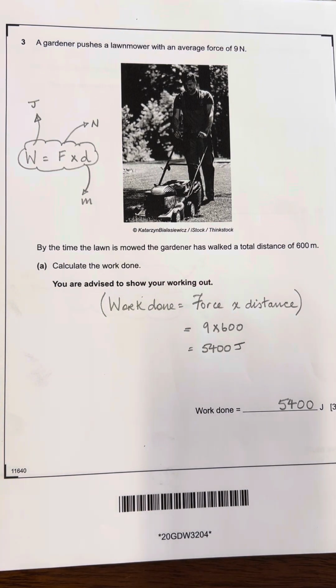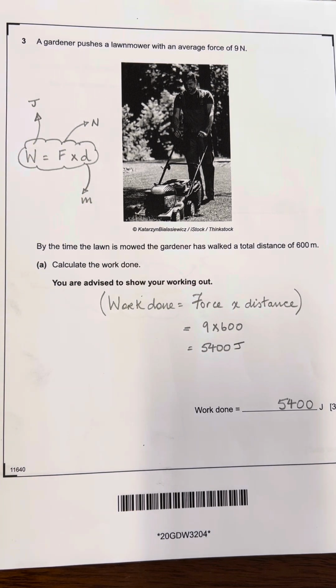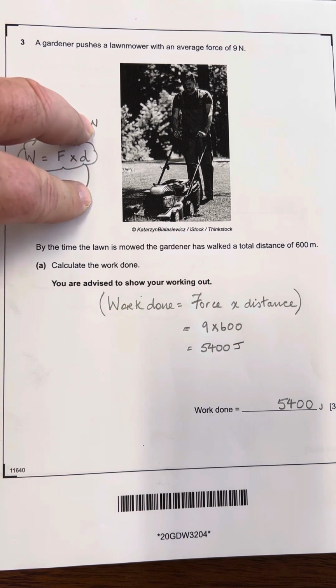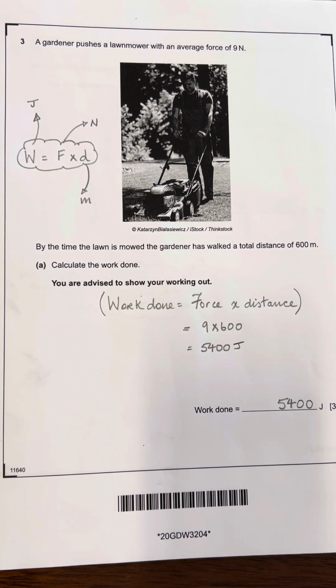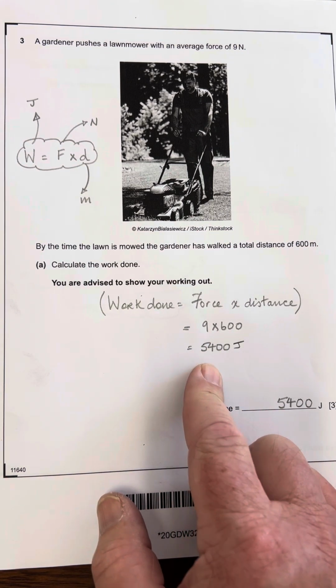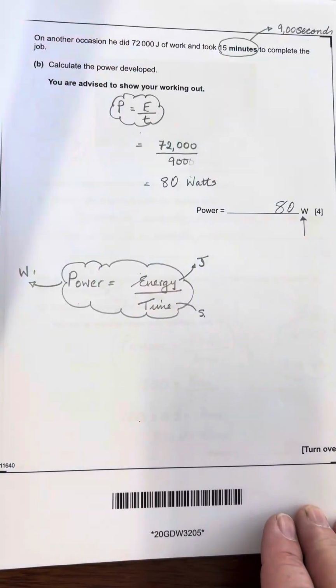Maybe you can hear outside somebody is using a strimmer or a lawnmower. A gardener pushes a lawnmower with an average force of 9 newtons. Work done equals force by distance. Do you know that formula? It's on your sheet. Did you learn it? Work's measured in joules, force in newtons, distance in metres. By the time the lawn is mowed, the gardener has walked a distance of 600 metres. The work done is force by distance, 9 by 600, is 5,400 joules. Straightforward.